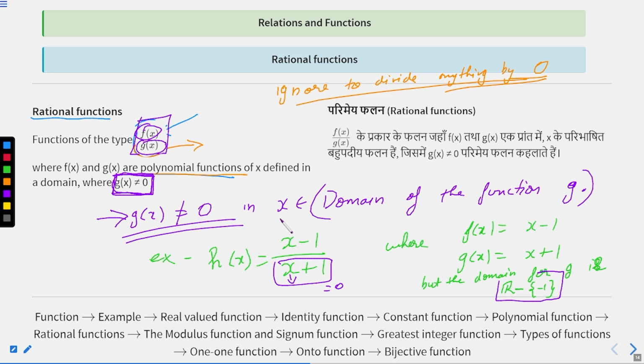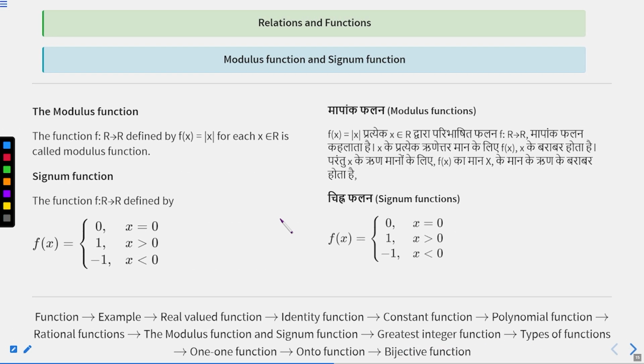Okay, let's move to next, the modulus function and the signum function. Now the modulus function. The modulus function is defined like this: f(x) = |x|. The modulus function is nothing but what? It gives a positive output. It is always positive.